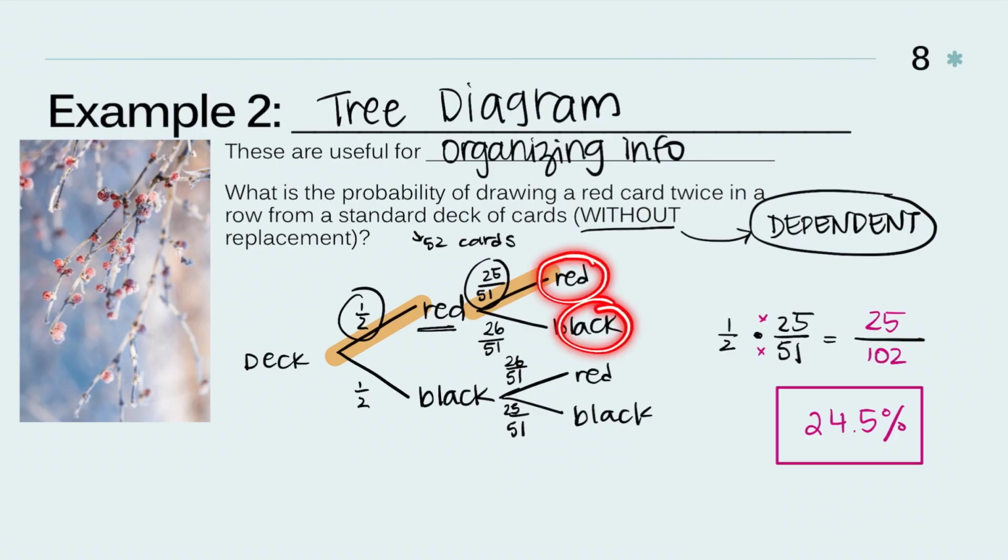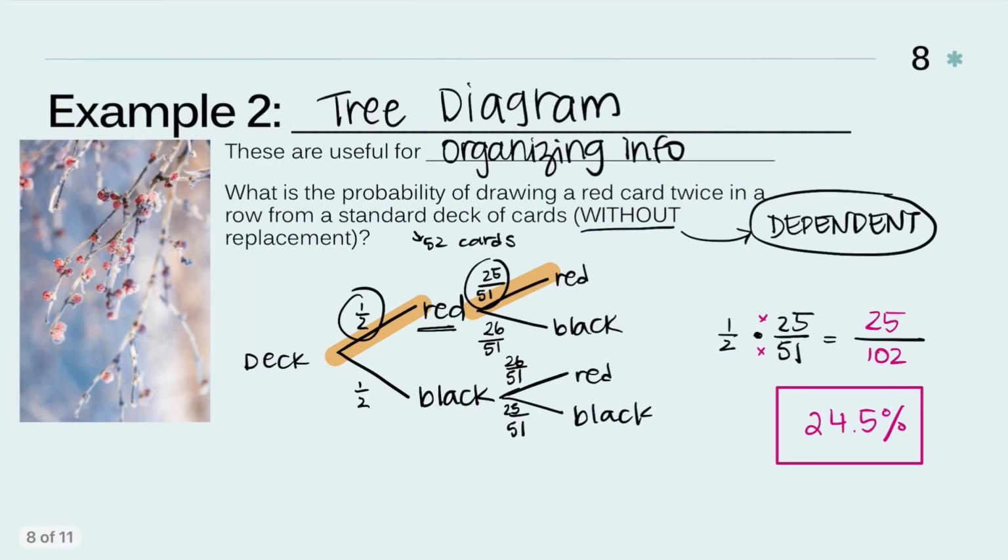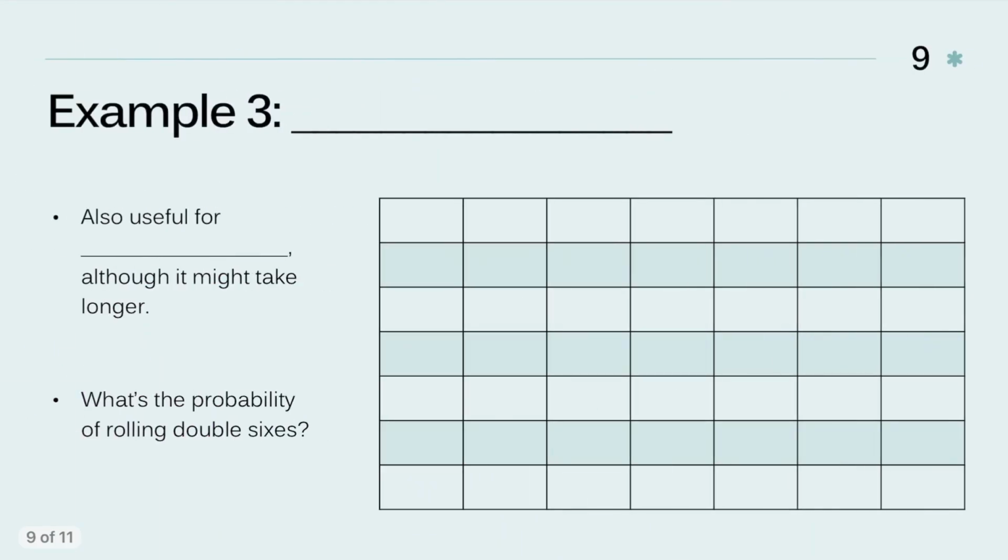But it is a little bit different. So you just have to be careful. So I really like the tree diagram because it helps me keep track of the information way better than a list does, because the list is super annoying, but the tree is really nice to kind of keep track of what's happening.